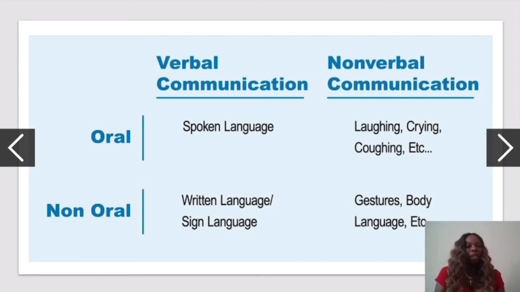Verbal communication is going to be oral, it's spoken language. A non-oral form of verbal communication is written language or sign language, and also Braille for those who are blind and cannot see when they are using Braille. This is a form of verbal communication. Nonverbal communication will be laughing, crying, coughing, and then non-oral communication would be gestures, body language, etc.